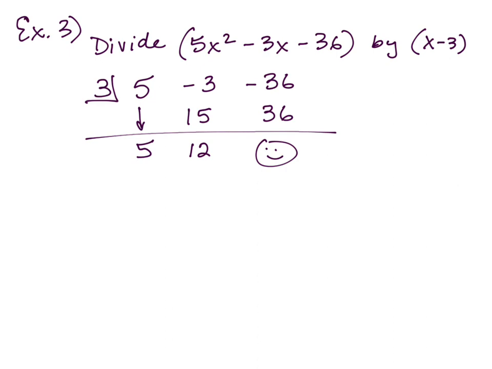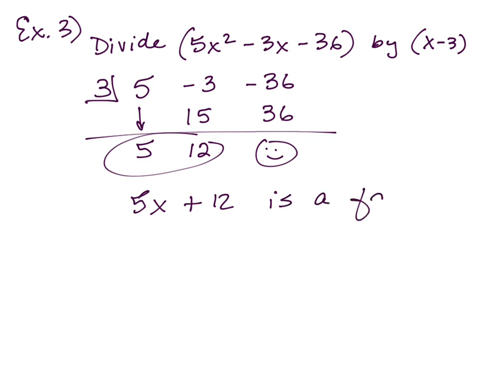You see? So in this problem, we just divided a quadratic polynomial by x minus 3, and we got no remainder. What that means is that this answer right here, what is this, by the way? 5x plus 12 is a factor of the polynomial. So if we know x minus 3 is a factor, and when we divided by it, we got no remainder, then 5x plus 12 is a factor. These are the two factors of that polynomial.